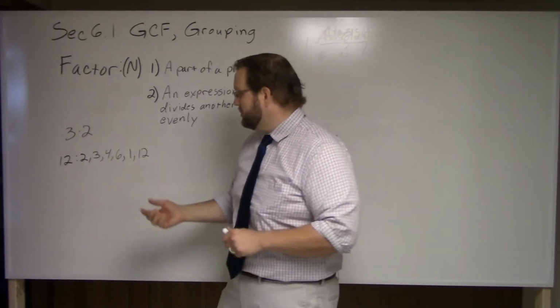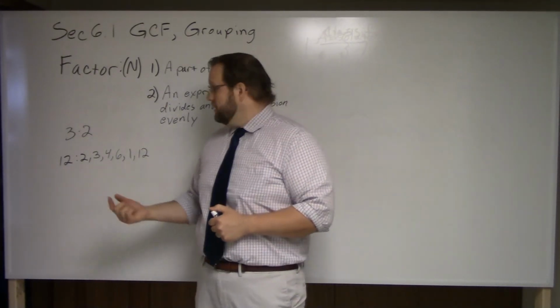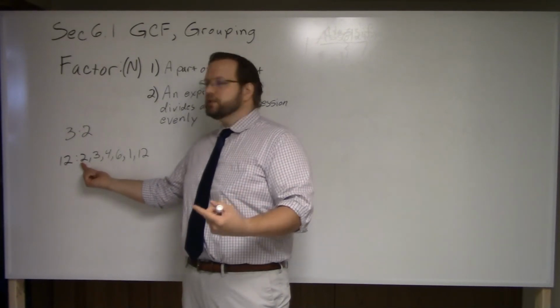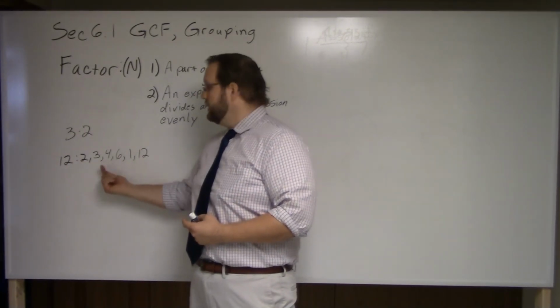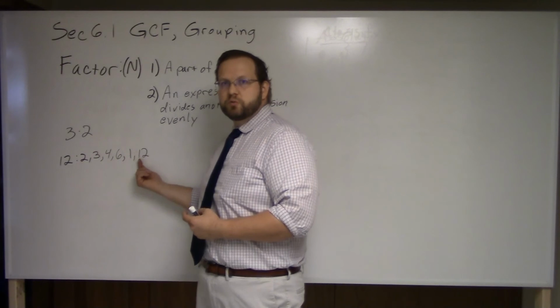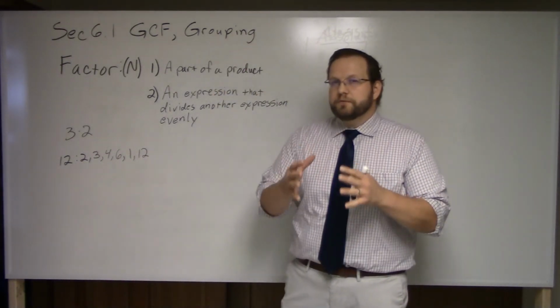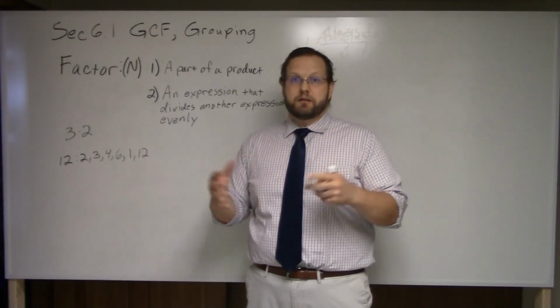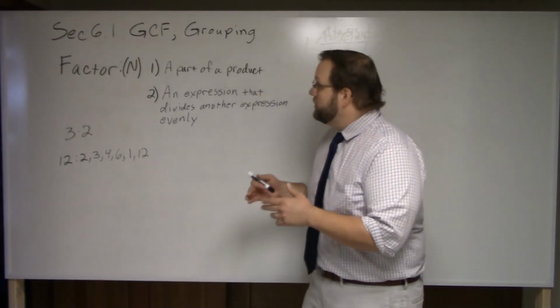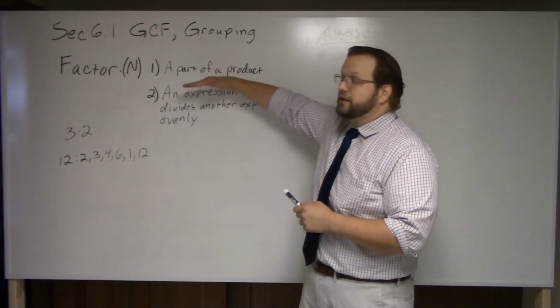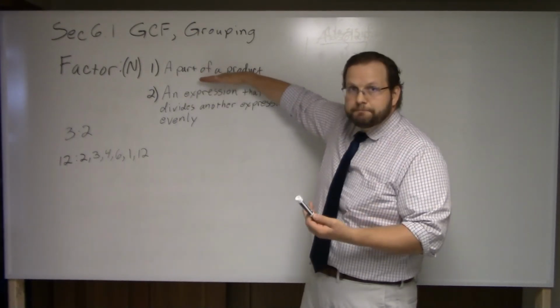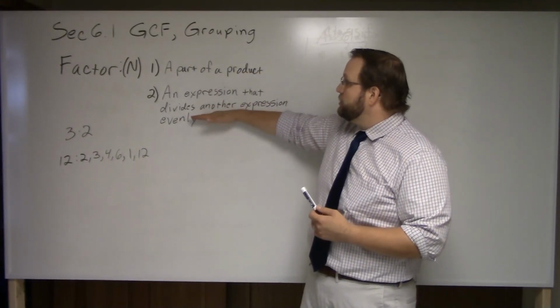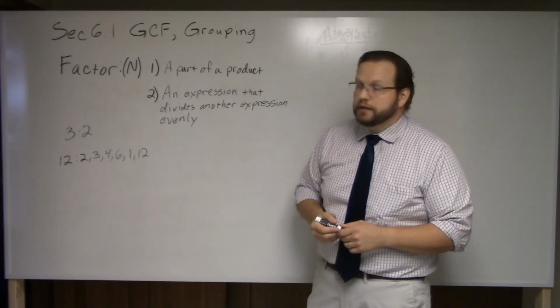Now, the other thing I want you to notice, these factors come in pairs. Okay, 2 divides 12 because 2 times 6. 3 times 4, 1 times 12. So when you're looking for factors, look for them in pairs, and that way you won't miss any along the way. Okay, so that is factor as a noun. Part of a product, okay, and then an expression that divides something else evenly, okay.